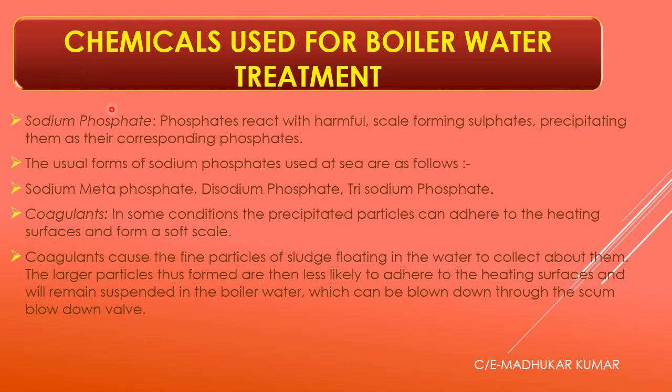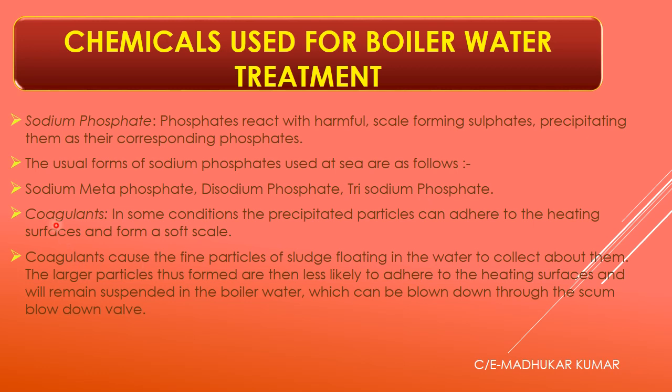Okay. See the sodium phosphate. Here also we are going to see that phosphate reacts with the harmful scale forming sulfates and precipitates them as the corresponding phosphates. Okay, the usual forms of the sodium phosphate used at sea are as follows. What are the forms which are used at sea? Sodium metaphosphate is a chemical which is utilized. Then disodium phosphates are being utilized. Trisodium phosphates are also being utilized.